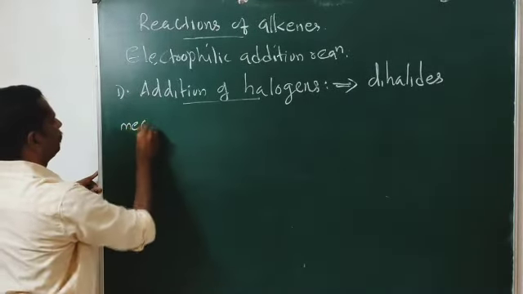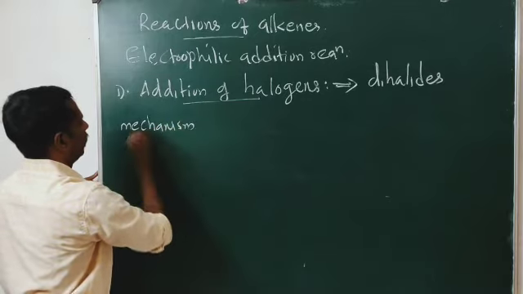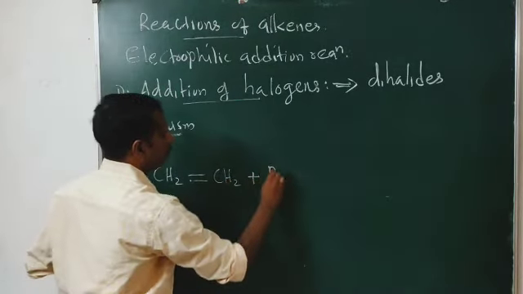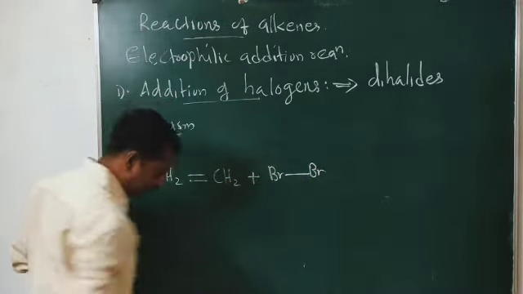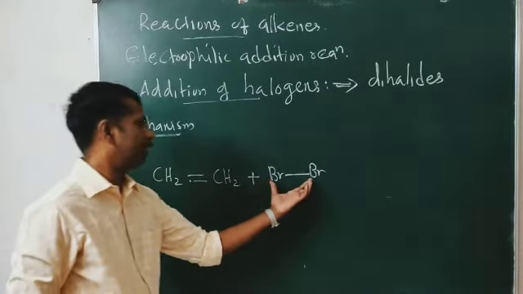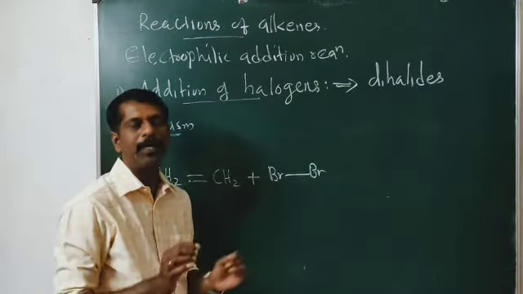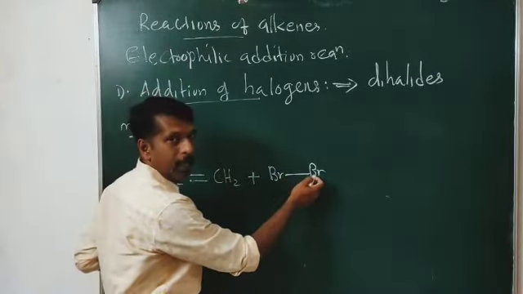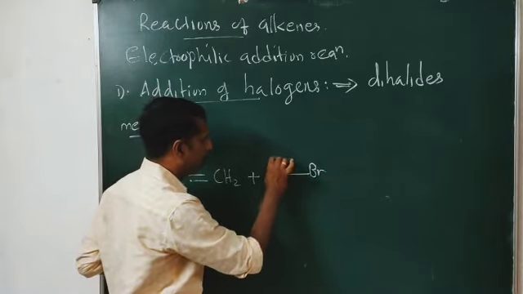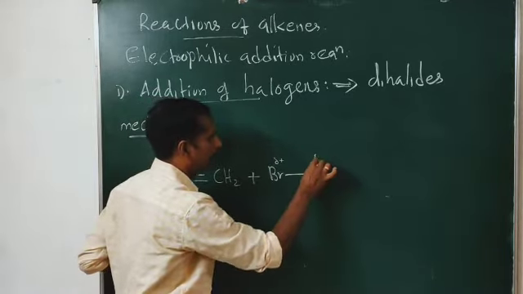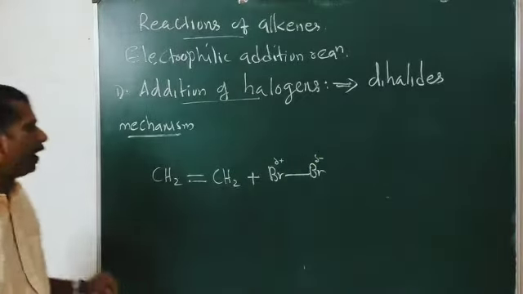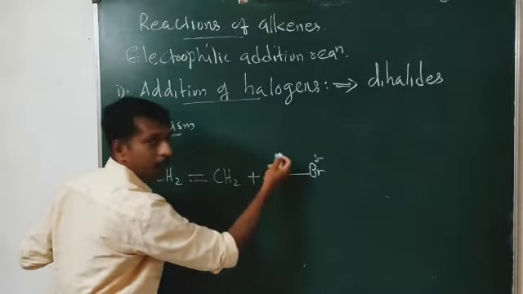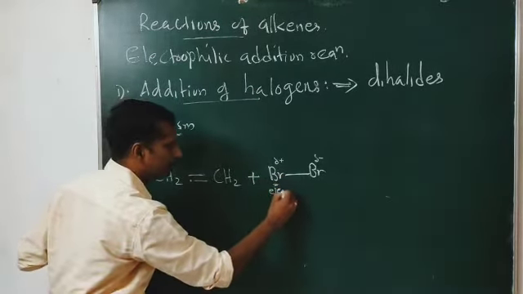Mechanism. CH2 double bond CH2 plus Br2. You know that this Br-Br bond is getting a slight polarization. That means it is slightly polar in nature. One Br is delta positive and the other Br is delta negative. Now you can see that this can act as an electrophile, because it is positively charged.